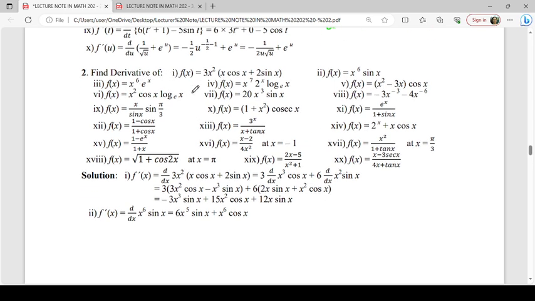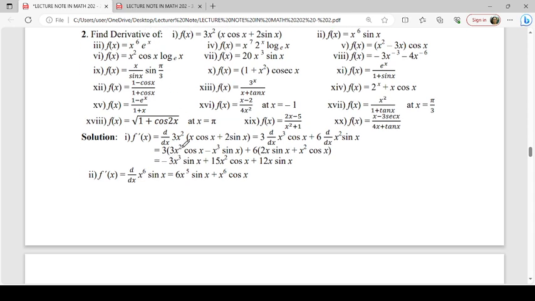Next, this part, f(x) is 3x square x cos x plus 2 sin x. So here we apply the product formula, x cos x like this. So 3x square times x cos x is 3x cube cos x, so it is d/dx of x cube cos x. And this one is 3x square, so 3 into 2 is 6, so 6 is taken outside, it is x square sin x.